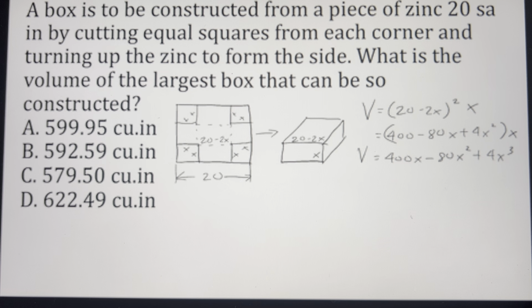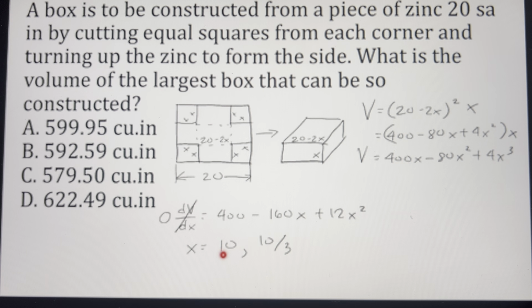So let's get the derivative of that expression with respect to x, and that will be 400 minus 160x plus 12x squared. And to find the maximum value, the first derivative must be equal to 0. So x here will be either 10 or 10 over 3.